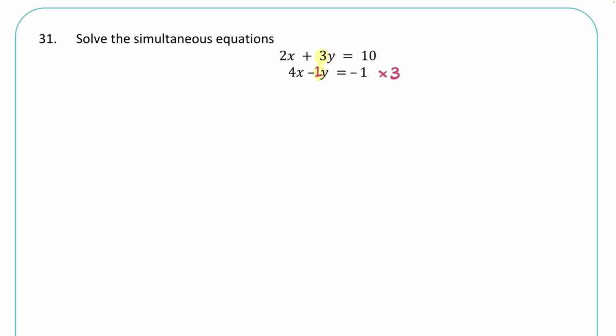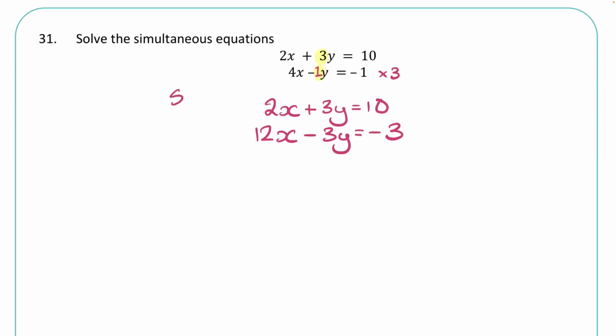Now I'm still going to rewrite the first equation even though I'm not changing it, because I just want my two new equations written next to one another. So there we go, that's the top equation, haven't changed it at all. The bottom equation, 4x times 3 is 12x, minus 3y is equal to negative 3, timesing everything by 3.